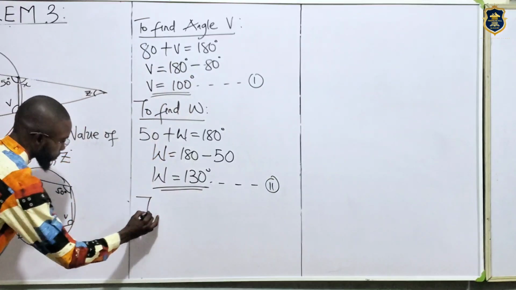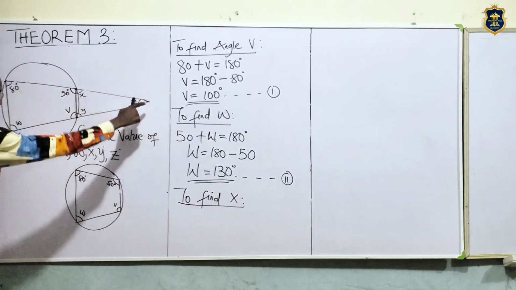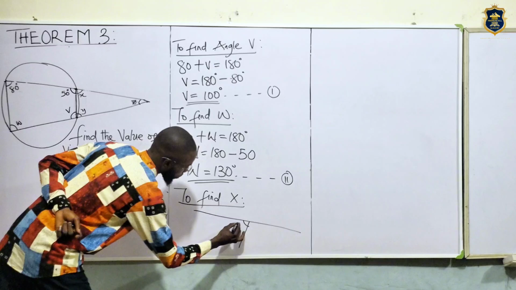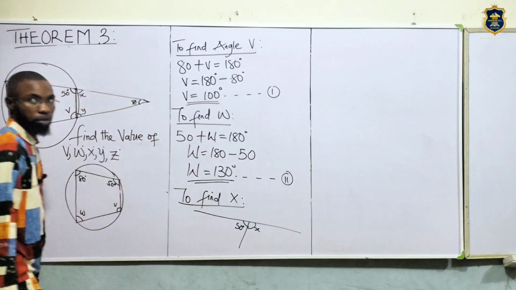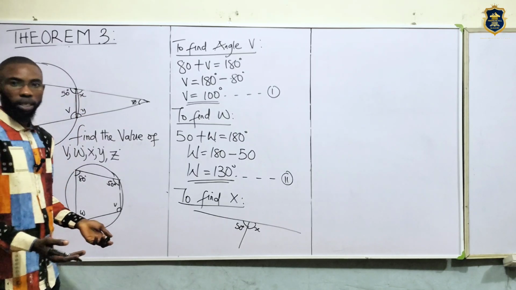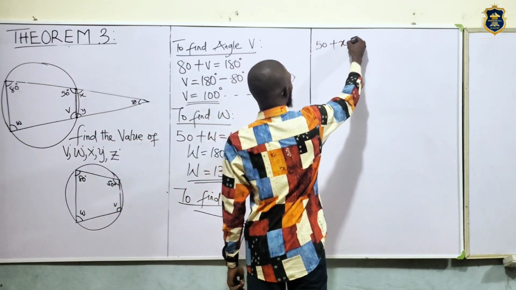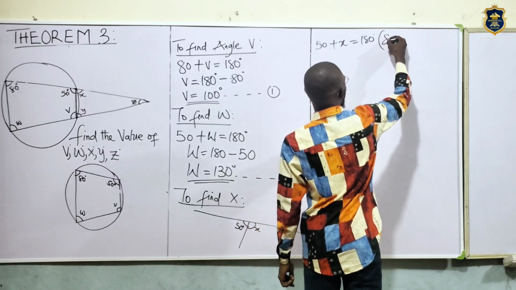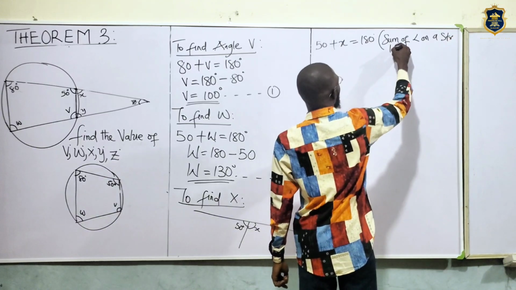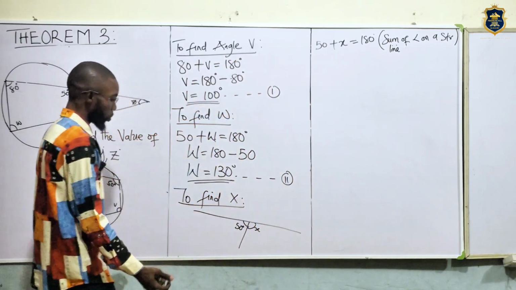So to find X, you will see that this is a straight line. So to bring out the straight line there, there's a line distinguishing both 50 degrees and X degrees. You see how easy it is now. So for this straight line, we have 50 and X, and the sum of angles on a straight line is 180 degrees, right? So it becomes 50 plus X equals 180. Why? Because the sum of angles on a straight line becomes 180 degrees. So it's that easy.